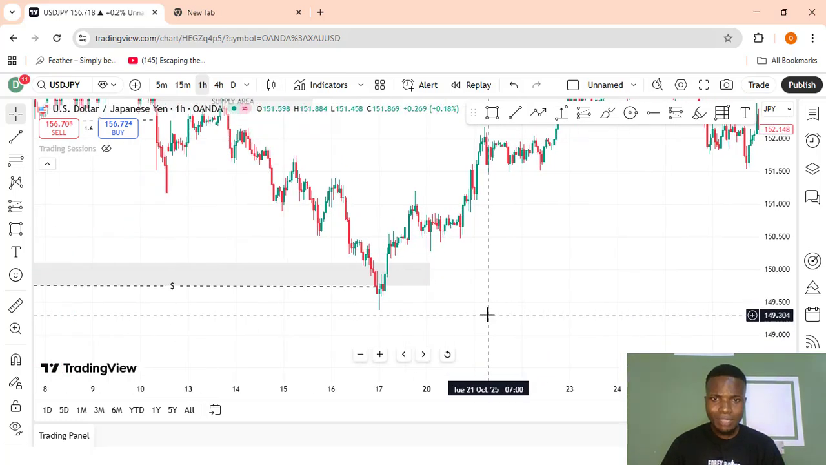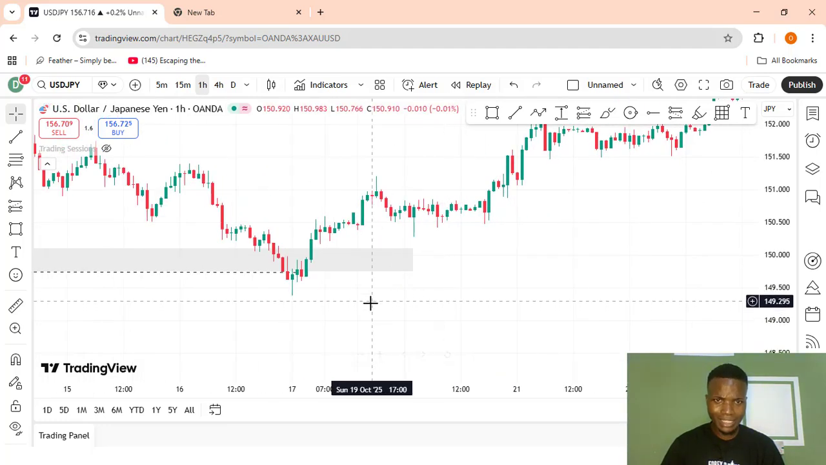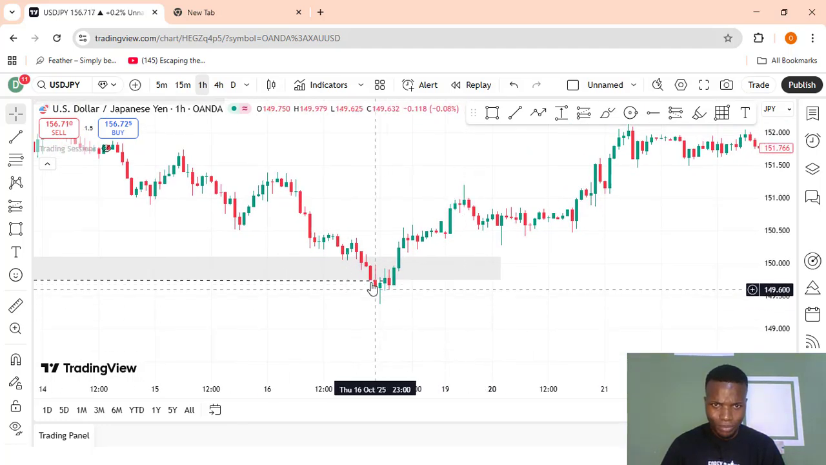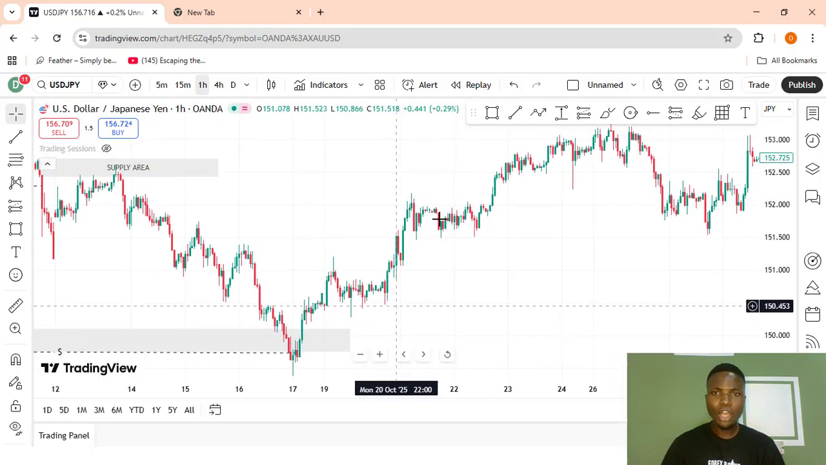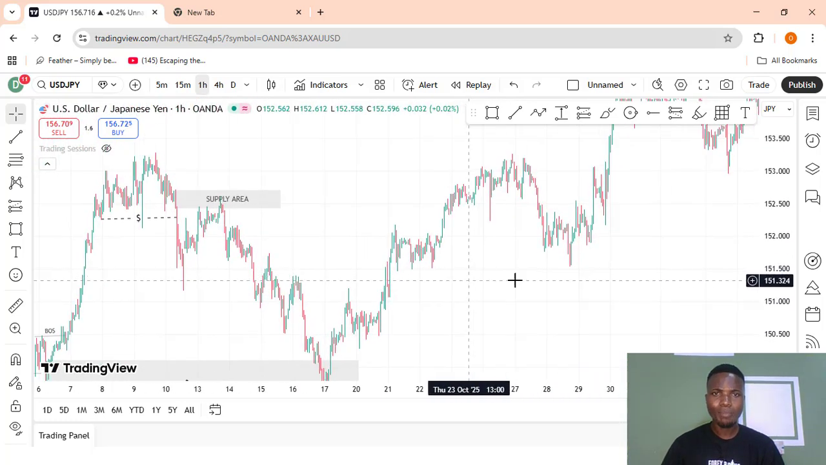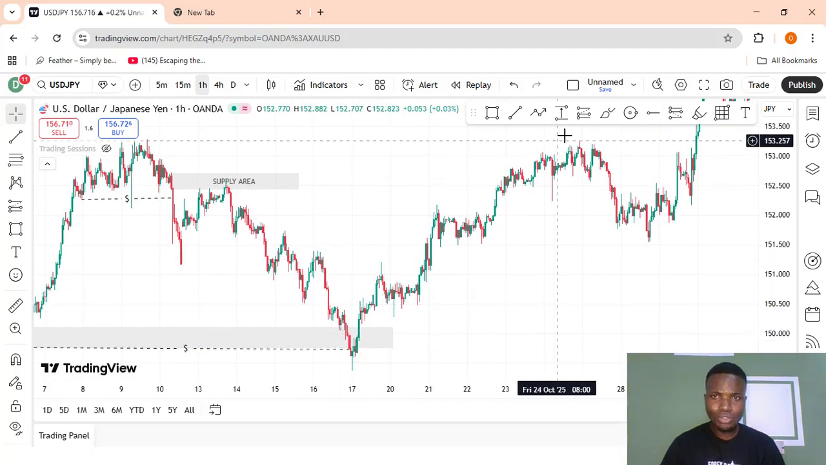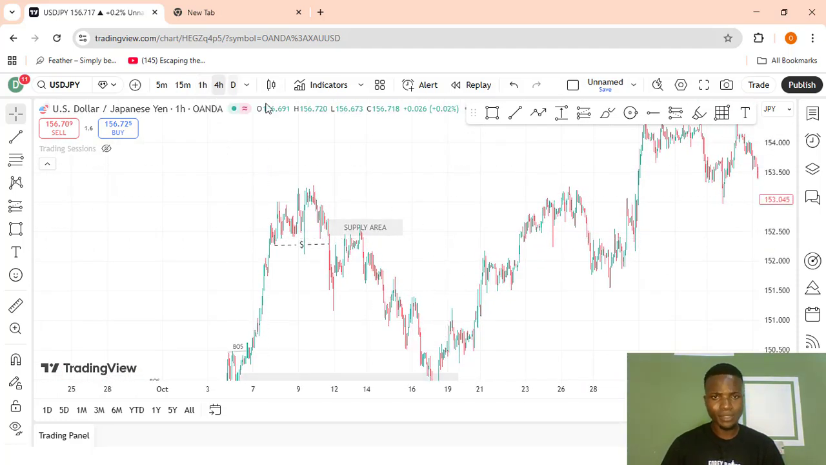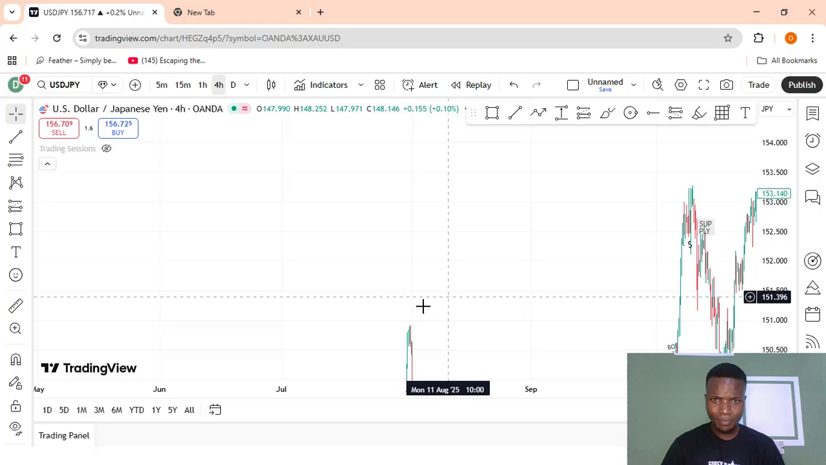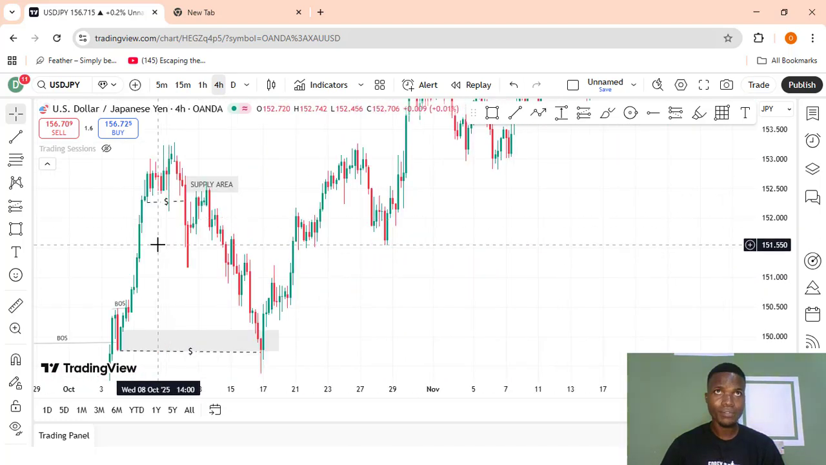Immediately price swept liquidity, we can see what the market did right there. The market swept liquidity down here before it continued the upward movement. You can see that price continued to create upward movements. And if I change this time frame to 4 hours now, all right, so this is the zone right there.